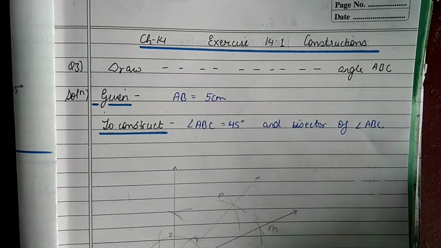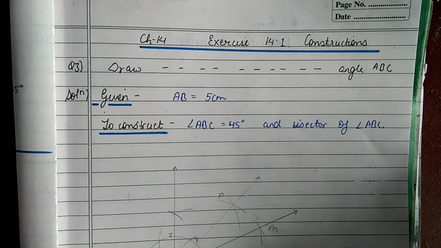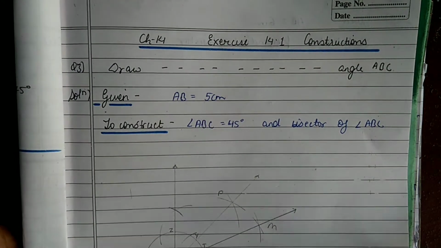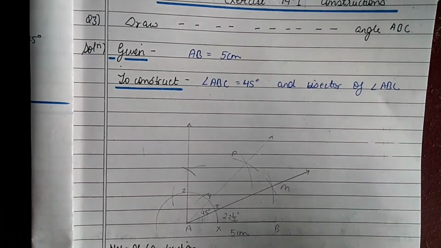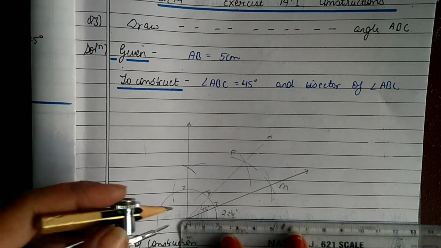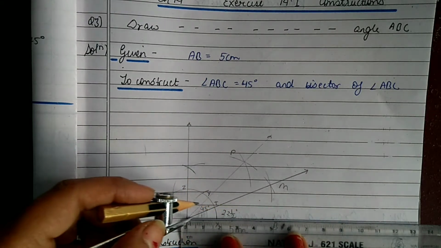Exercise 14.1. Today we will start with question number 3. We will do all the 4 questions, question 3, question 4, question 5, question 6 because all are different. In question number 3, draw a line segment AB of length 5 cm. First of all, we have to draw a line segment AB equal to 5 cm. This AB we have drawn with the help of scale as 5 cm.